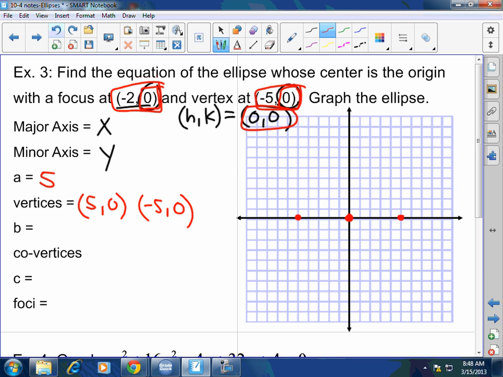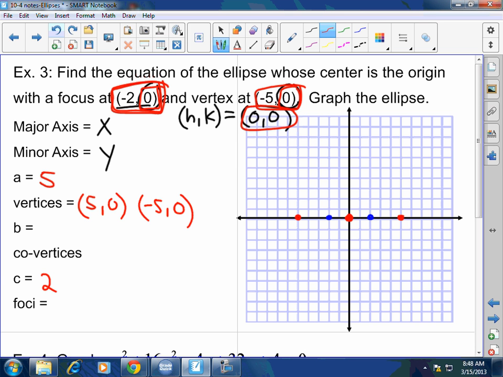What is my c then? No, guys, come on. If my focus is negative 2, it's right here. Is there going to be 2 on both sides of the center? So my c is 2, guys. They gave it to you already. Look at the formula for your foci. Guys, go back in your papers.